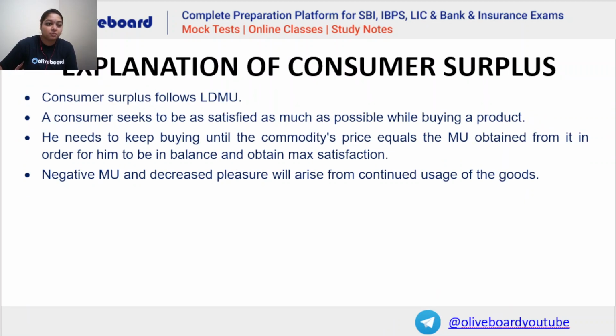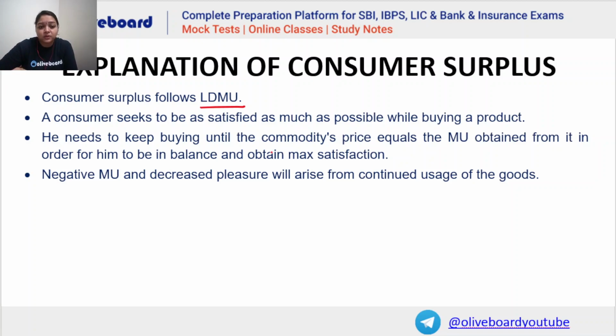Now, how do we explain consumer surplus? So, consumer surplus follows LDMU. LDMU we know is the law of diminishing marginal utility. What is LDMU? As and when a consumer consumes more and more of a commodity, the marginal utility obtained from it keeps on decreasing. This is LDMU. Okay, so consumer surplus is the result of LDMU, right?